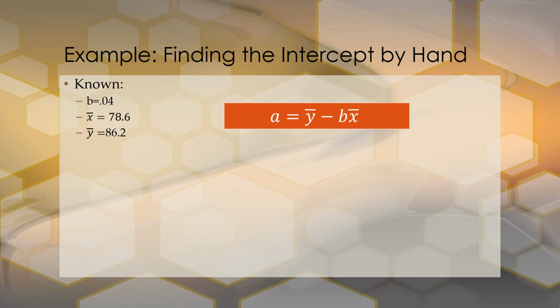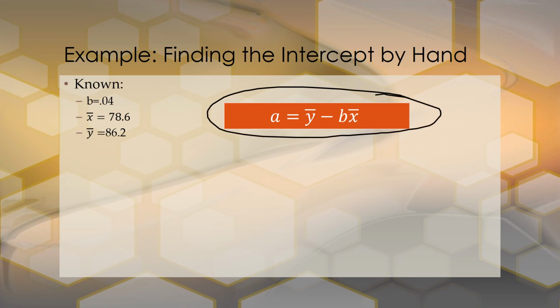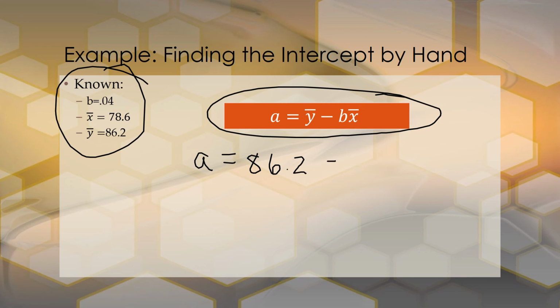But first I want to show you how to get the intercept by hand, and remember we're going to use this formula here. This is what is known for the example. The slope is 0.04, the average of the predictor variable x is 78.6, and the average of our outcome variable is 86.2. And so I'm just going to fill this in. So a equals 86.2 minus 0.04 times 78.6.